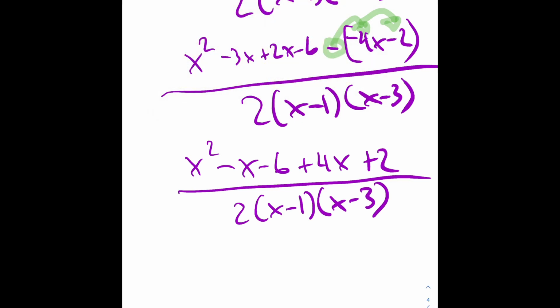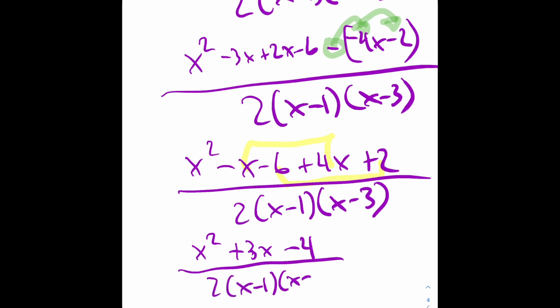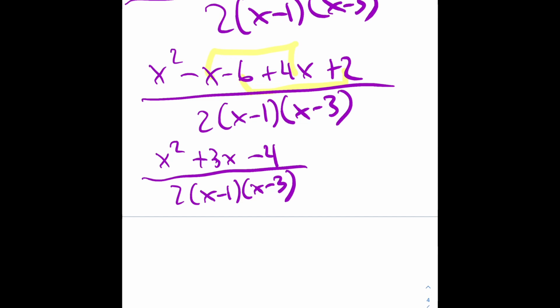So much room for error in these. So you have to take it slow, find out what's common. We've got x's and we've got constants. So we have x squared plus 3x minus 4 all over 2, x minus 1, x minus 3. Again, how do I simplify this?